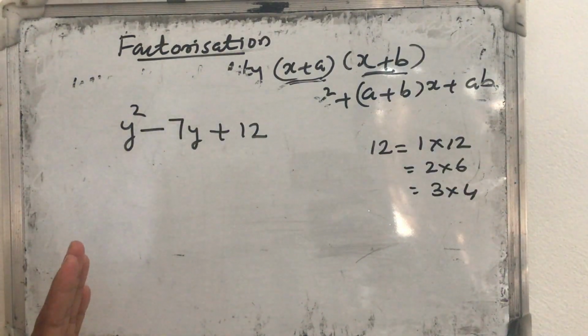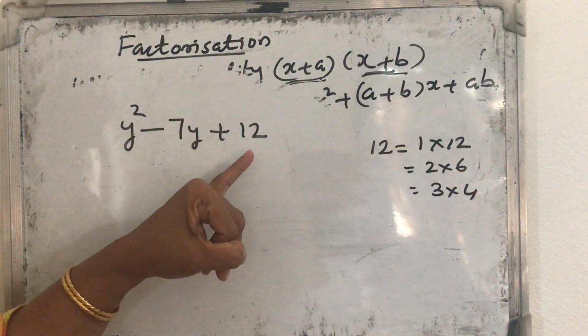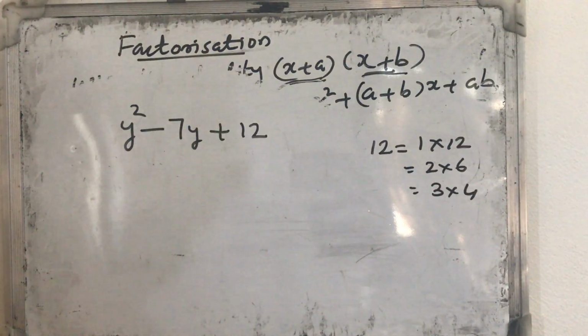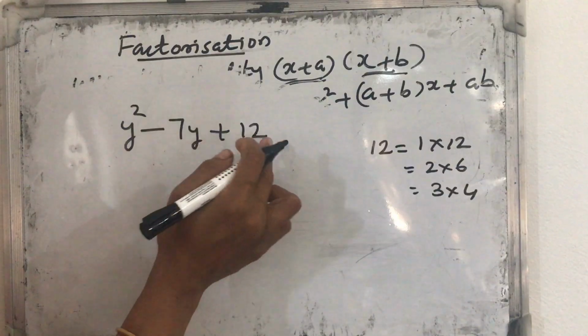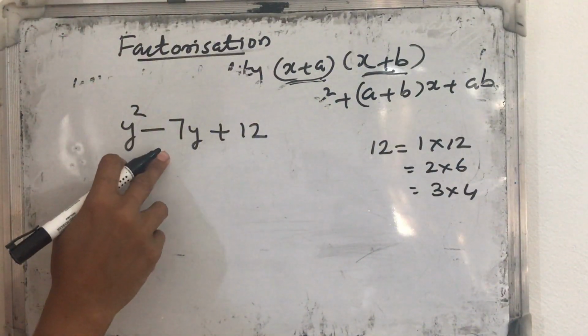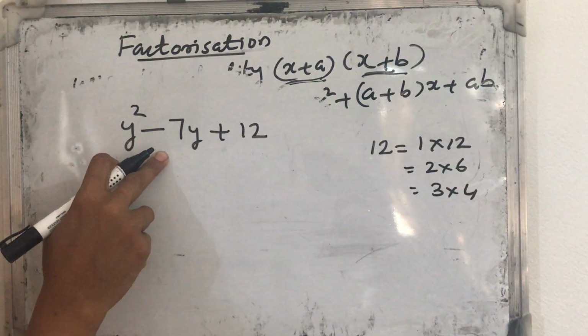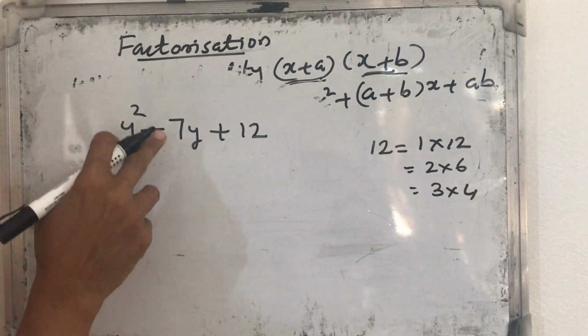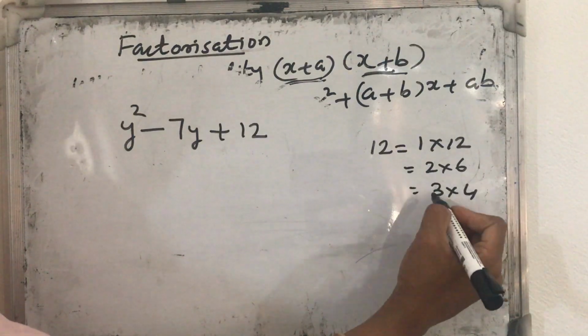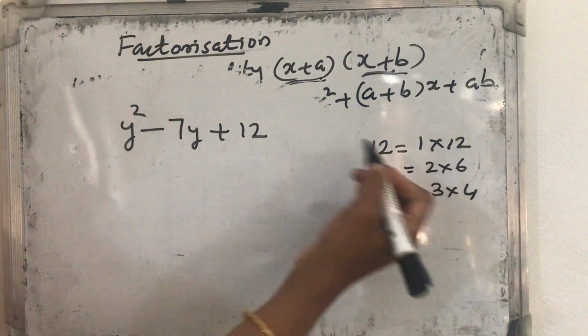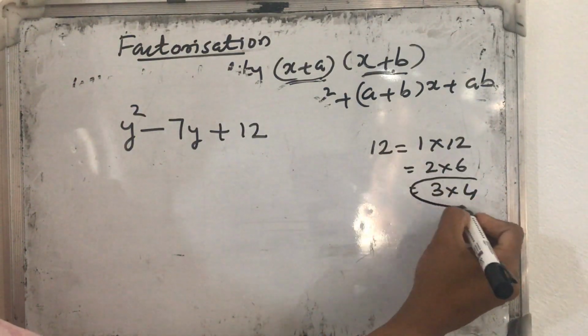The sum should be minus 7 and the product we want to get is plus 12. That type we want to select. Okay, the product should be, here the sign is plus, so plus 12. The sum should be minus 7, which is possible for that. If it is 7, then the numbers will be 3 and 4. 3 into 4 is 12 and 3 plus 4 is 7.